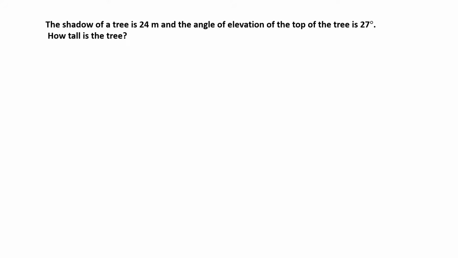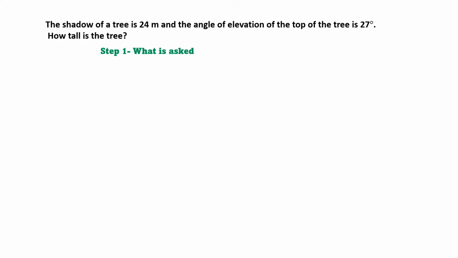Let us have an example of a word problem. The word problem is: the shadow of a tree is 24 meters and the angle of elevation of the top of the tree is 27 degrees. How tall is the tree? Let us solve the problem in a step-by-step process, so that you understand easily.